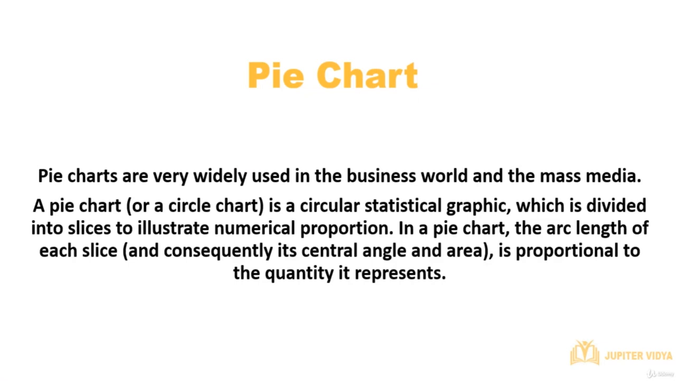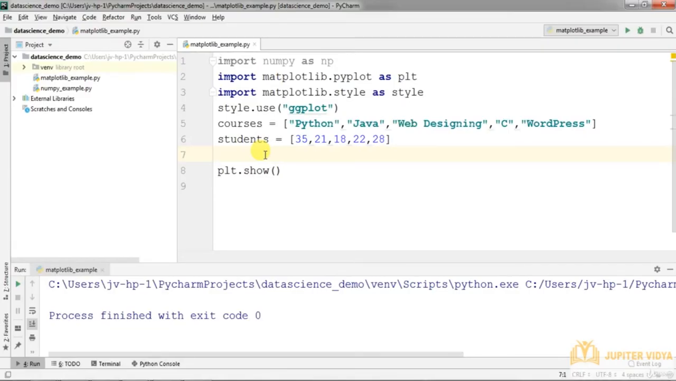Next we will see the pie chart. So what is a pie chart? It's very popular in the business world and mass media, and it's a circular chart which is divided into slices with numerical proportion. Let's see with an example. So here you can see the courses and the number of students in each course. Now I want to represent this particular information in a chart, with the percentage, like how much percentage is Python and what is the percentage of Java. When we see the graph, it is very easy to understand.